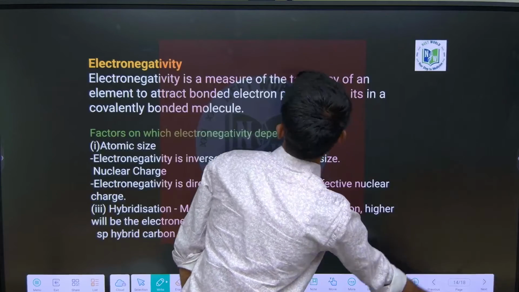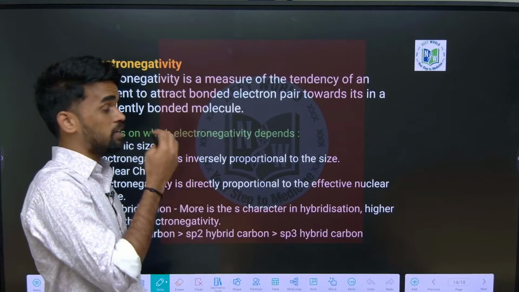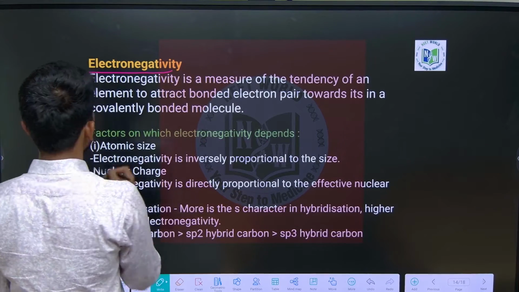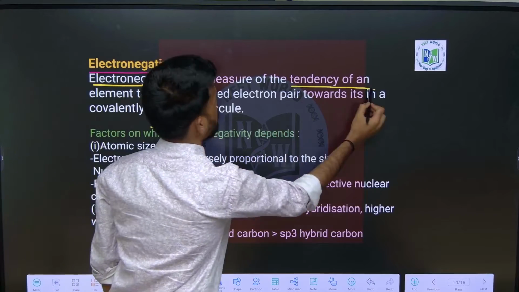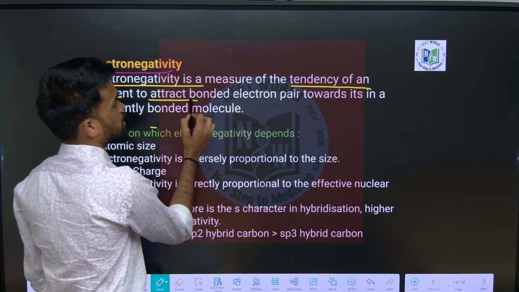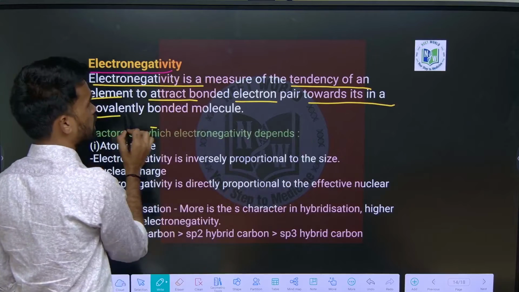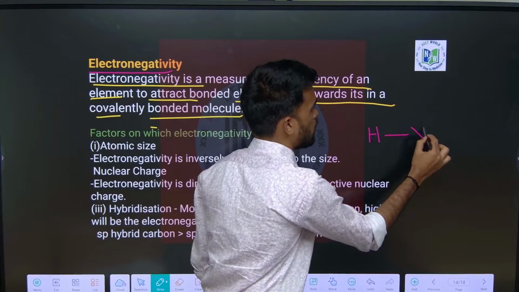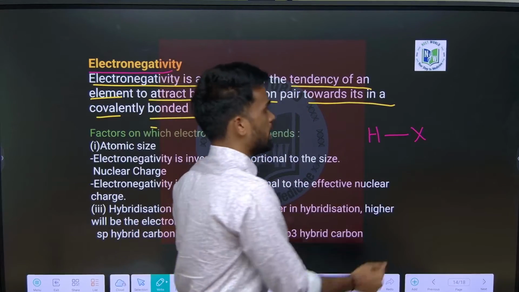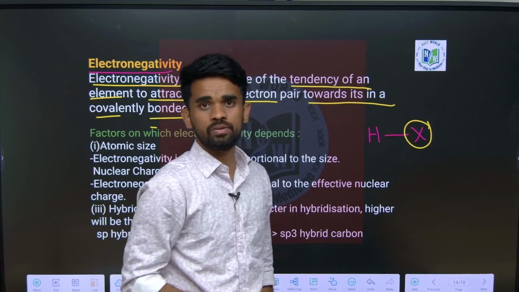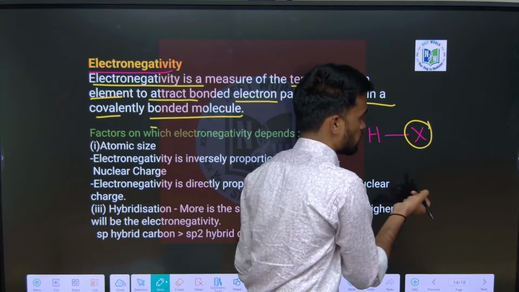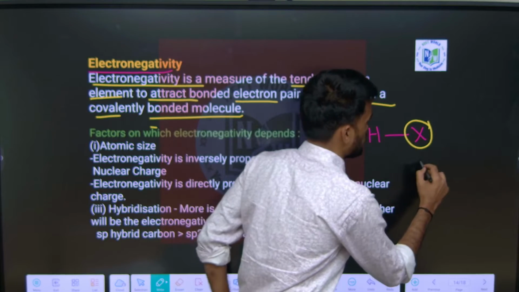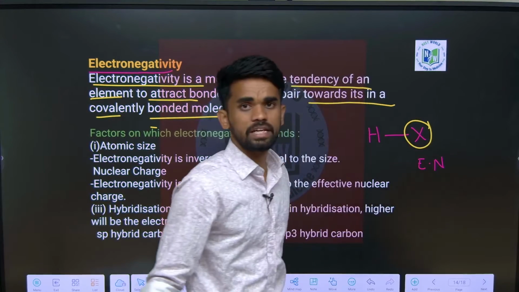Okay, then next, what about electronegativity? So what do we mean by electronegativity? Electronegativity is a measure of the tendency of an atom or element to attract the bonded pair of electrons towards itself in a covalently bonded molecule. For example, we have a molecule like HX, let us consider. Let us say X is an electronegative element, some halogen like chlorine, fluorine, bromine.